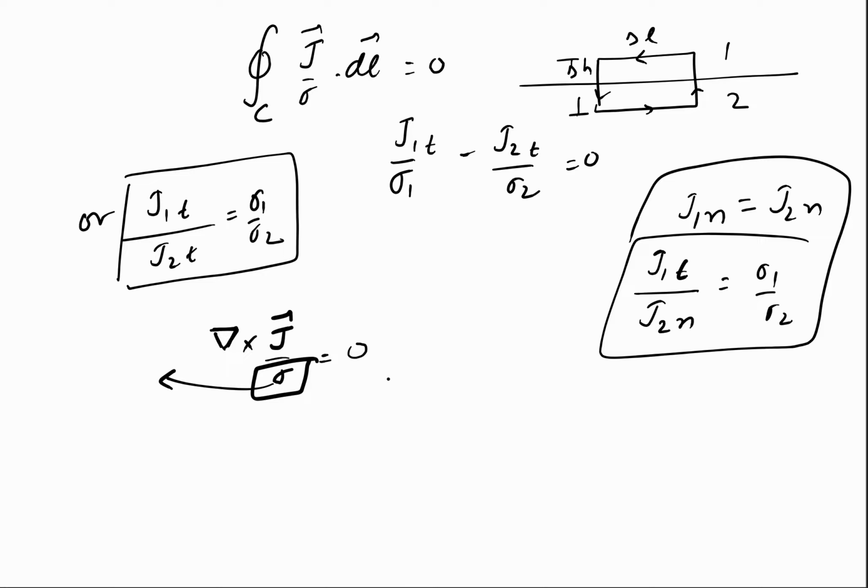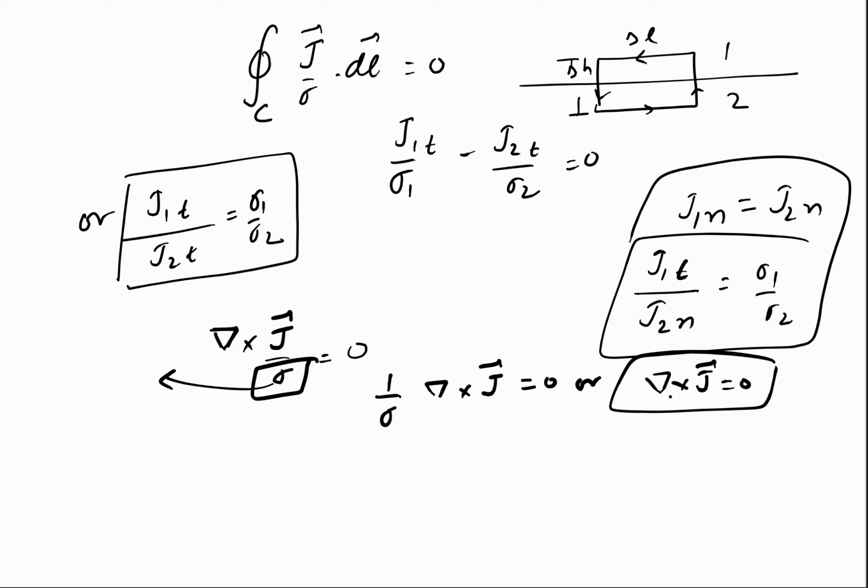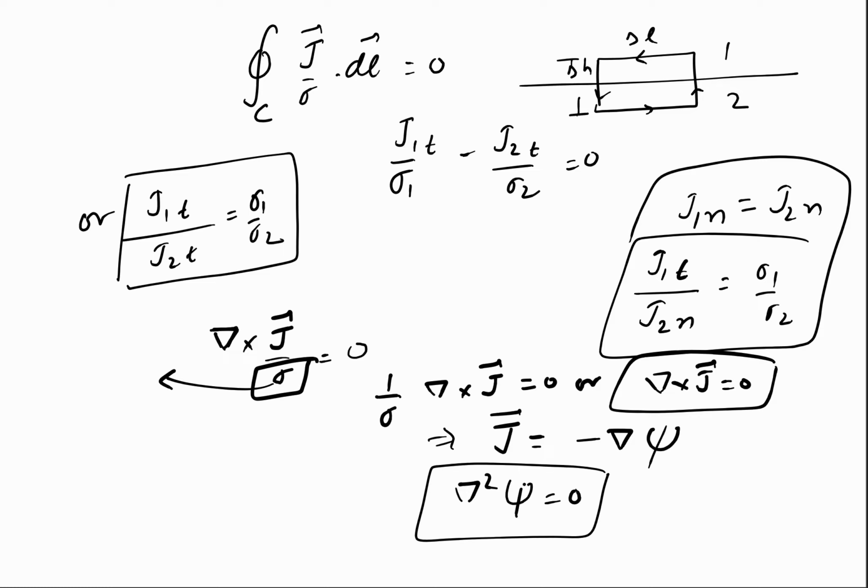So assuming that the media is homogeneous, then I can write del cross J is equal to 0. Now it is similar to that electrostatic field, that its curl is 0. So now it implies that J can be written as a gradient of some scalar quantity psi, and del square psi is equal to 0 will be the corresponding Laplace equation in psi, and this is a scalar potential field.